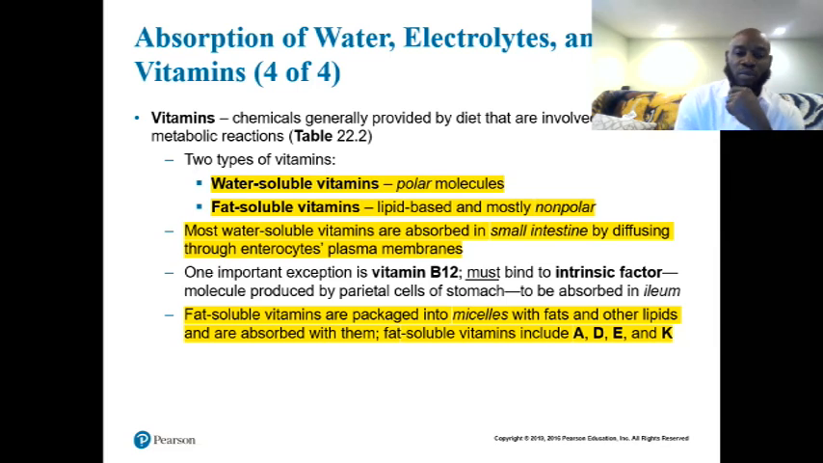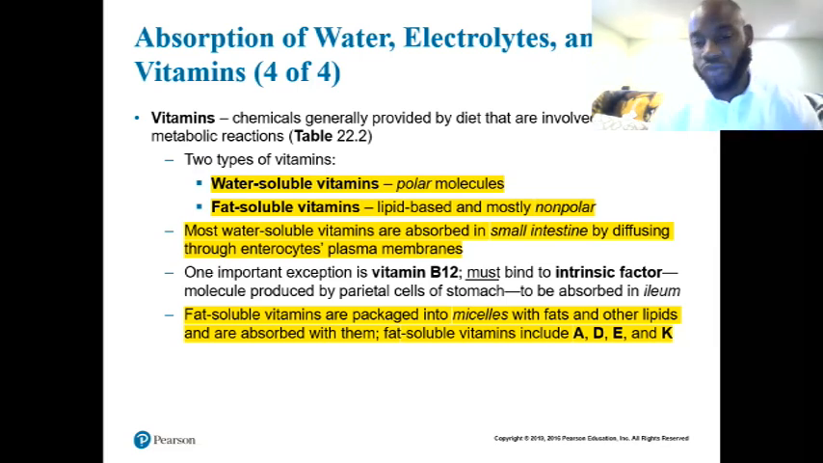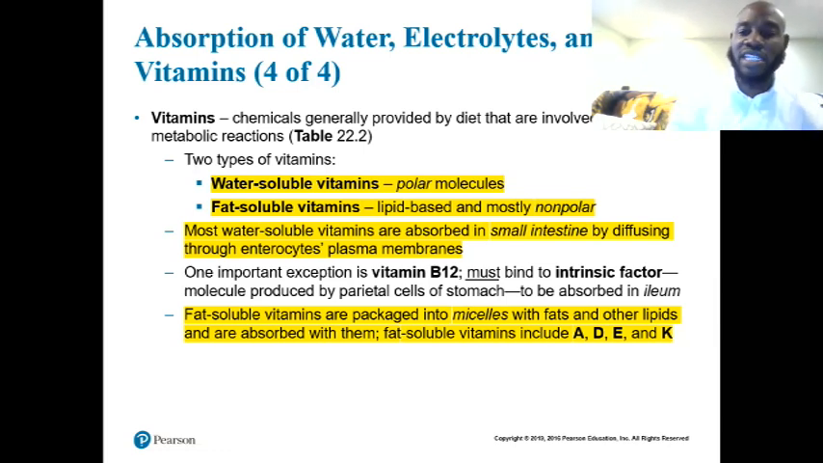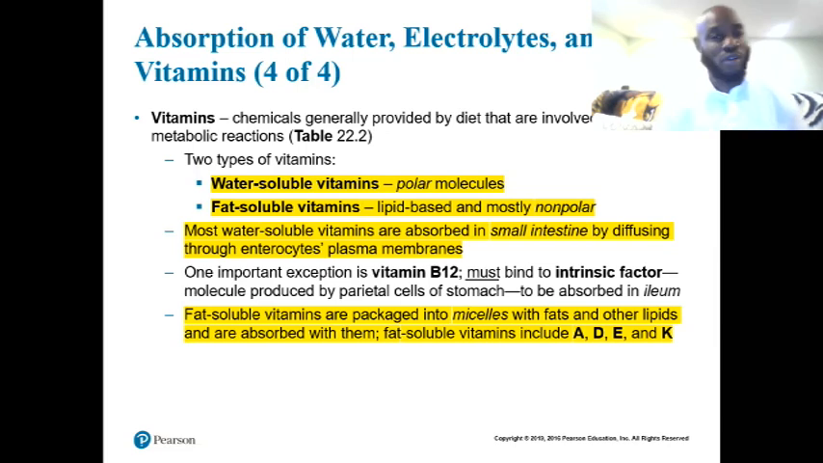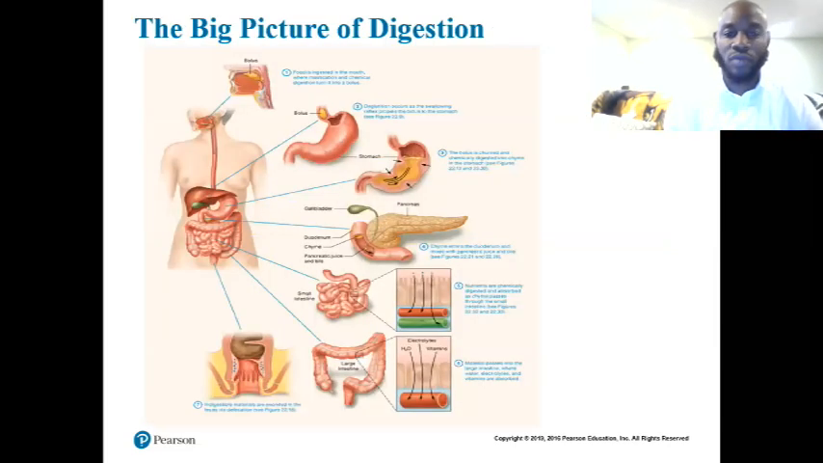Your fat-soluble vitamins are packaged into micelles with fats and other lipids and are absorbed with them. That's why you have to have some fat. Fat-soluble vitamins: A, D, E, and K. All right, so these are all how we get certain vitamins. So diffusion, and certain vitamins we get with our fat. I'm not telling you to eat a lot of fat. We all probably eat more than enough fat. And then this diagram just kind of puts it all together.